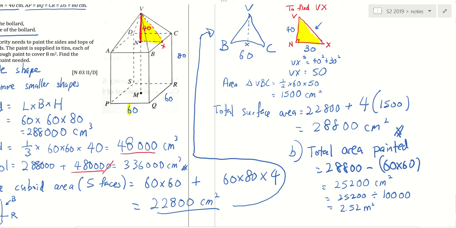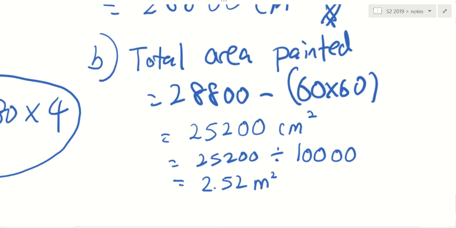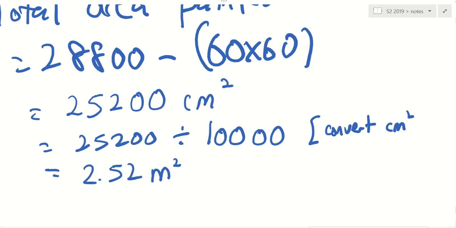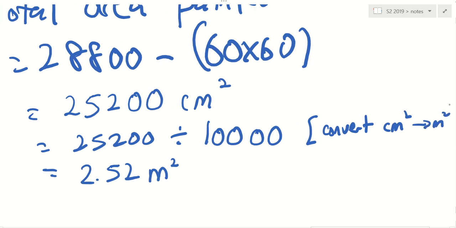Why divide by 100 and 100 is because I want to convert cm square to meter square. So I will divide by 100 by 100. If it's length, I will only divide by 100. Agree? cm to meter, I divide by 100. But if it's area, I have to divide by 100, divide by 100 again, because of the square. Now, I want to find the total paint needed.